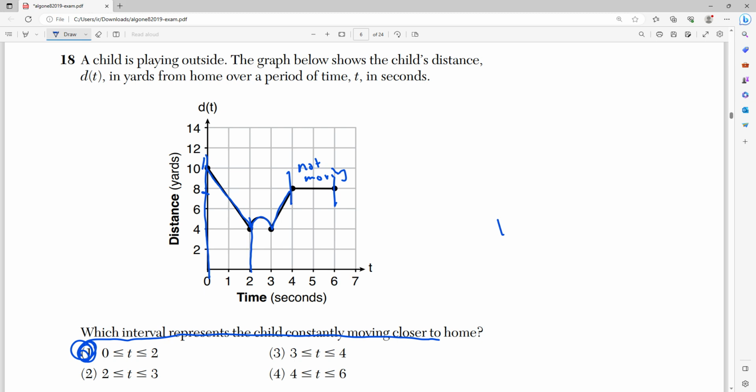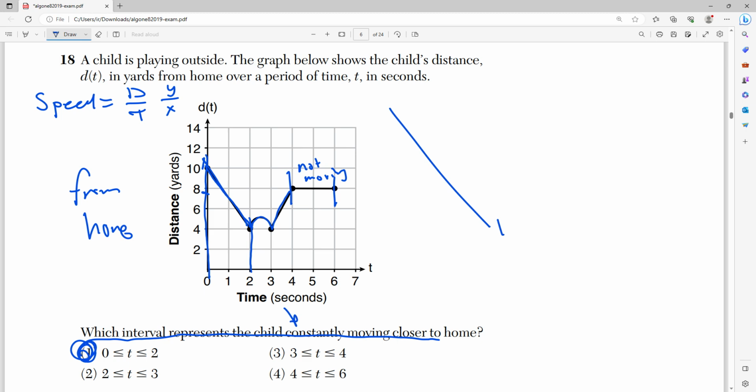Right? Because think about it. If this is his distance in yards from home, and it's going down, going closer to 4, that means he's going from 10 yards from home to 4 yards from home. He's going closer to home, right? And he's doing it at a constant speed because there's a slope. If speed is equal to distance over time, then, since slope is change in y over change in x, the speed is just the slope. And straight lines have a constant slope. So he's constantly moving at the same speed towards home. That's all.